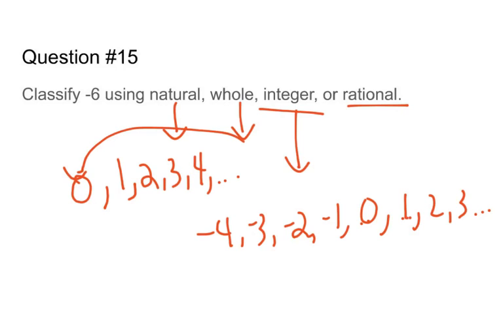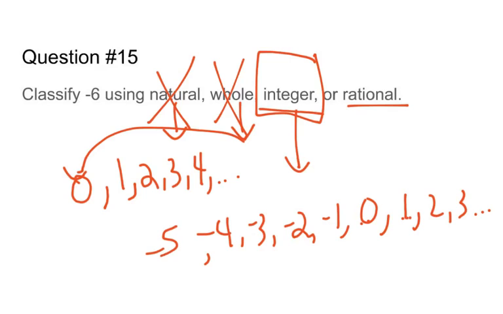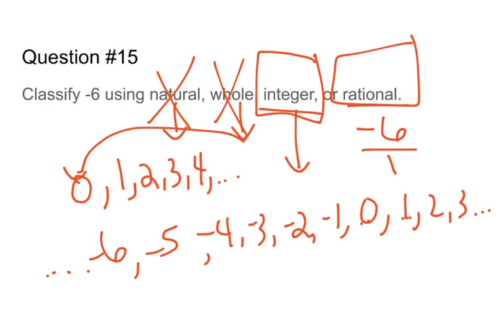So -6 is not a natural number because you didn't learn to count with negatives. Positives is what you learned to count with. It's not a whole number because all we do is put 0 into the mix. It is an integer because it's one of the opposites of the whole numbers. And it is rational because every whole number can be written as a fraction with a 1 underneath. So the 2 categories that -6 fits into are integer and rational.